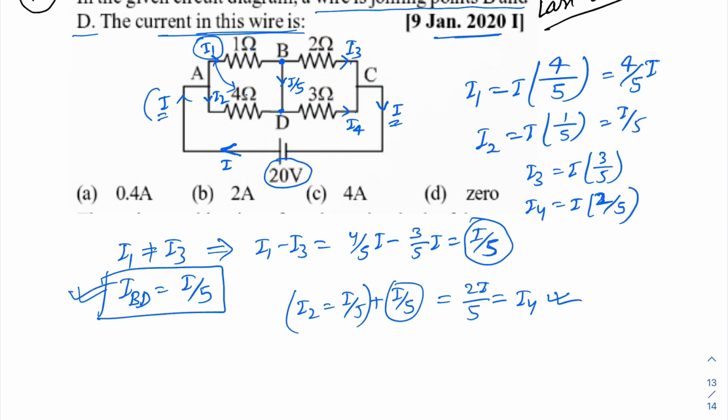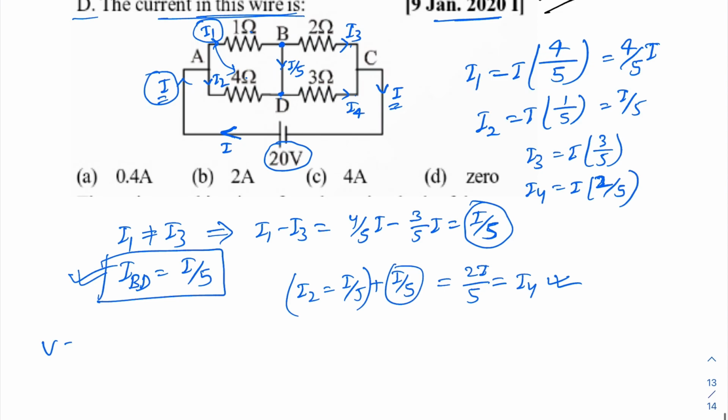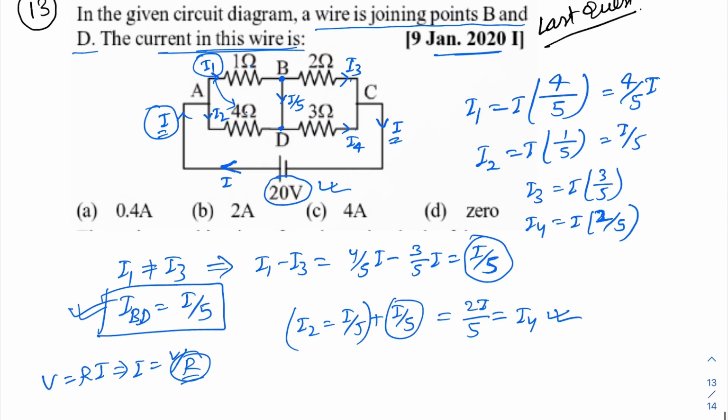What is the I current? We need to now find out the I current. How will we find the I current? Simply Ohm's law. What is Ohm's law? V equal to R into I, meaning I will be equal to V by R. Voltage is how much? 20 volt. And what is the R? R we need to find out. R is the equivalent resistance.